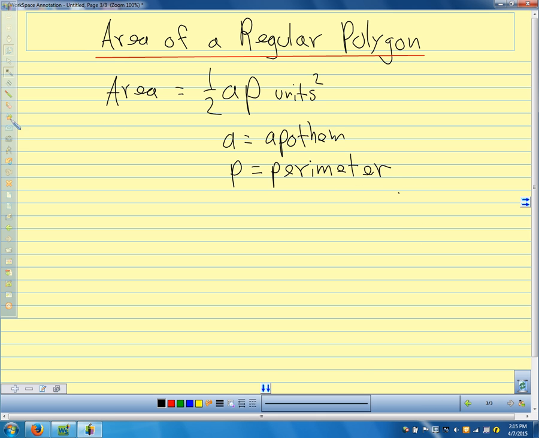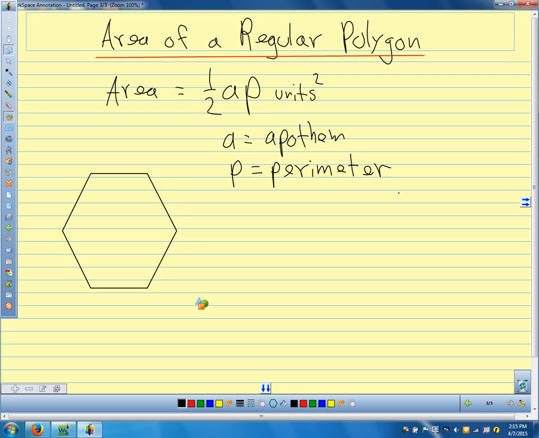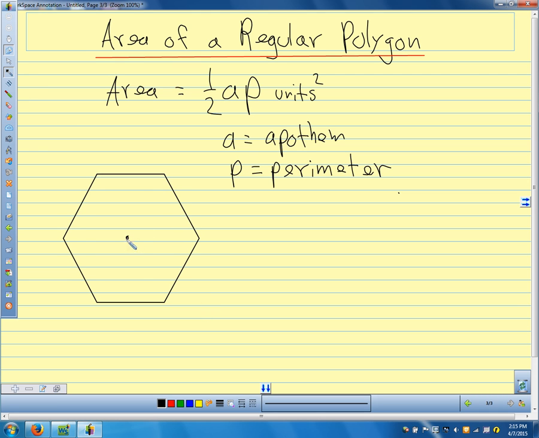So let's draw a picture to go with this, and we'll do a hexagon this time, so we're not using the same one every time. So there's a hexagon, there's our center. The segment that goes from the center perpendicular to a side, that's the apothem. And how do we find the perimeter of any shape? Add up all the sides around the outside.